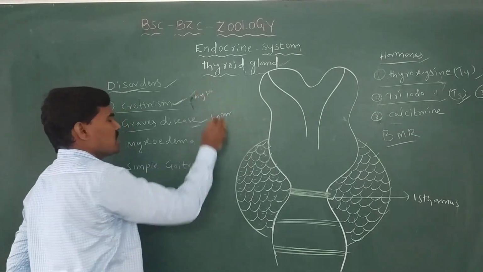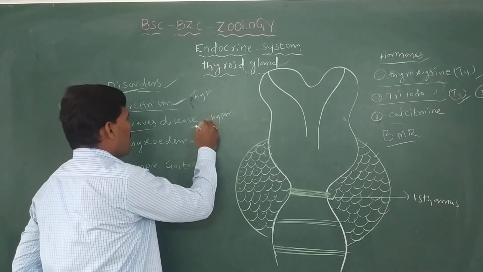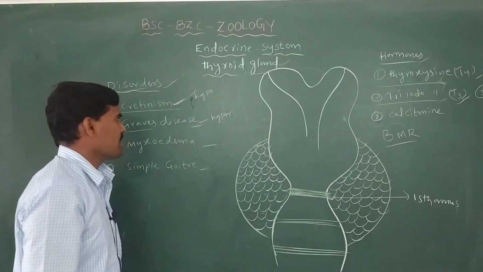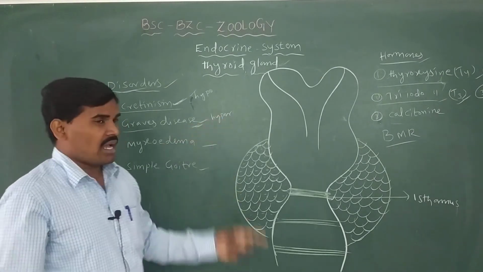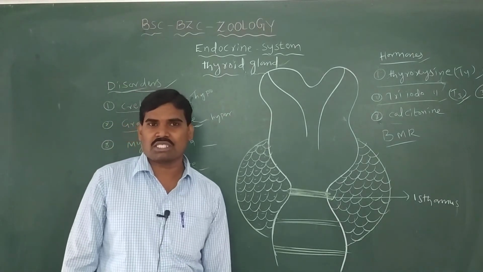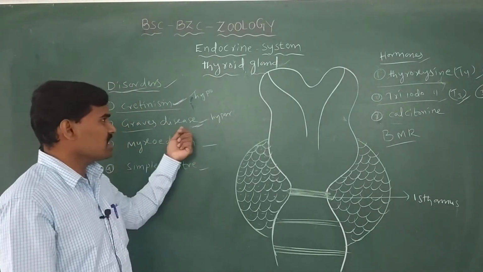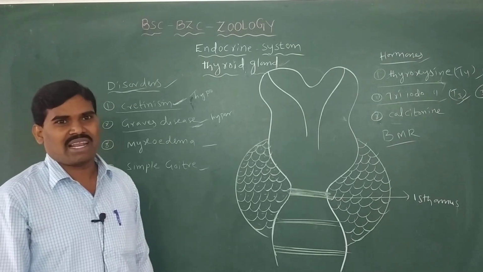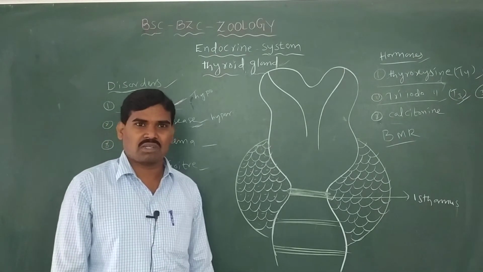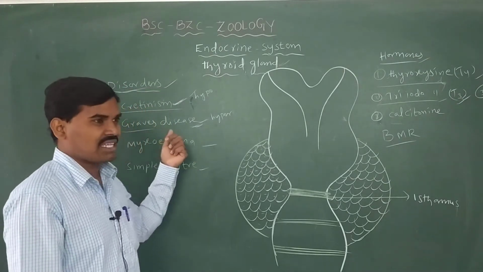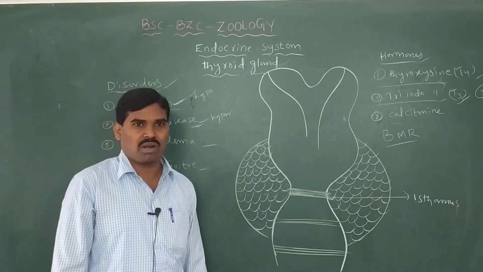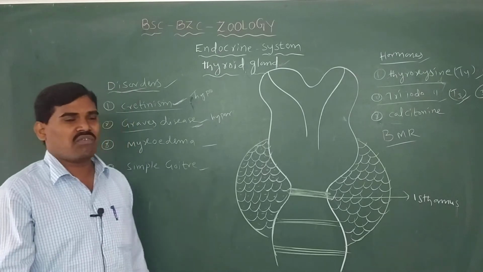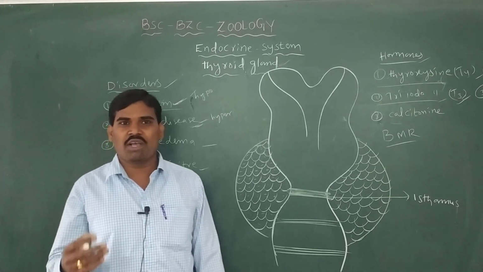Hypersecretion of thyroxine hormones in the childhood stage, the overproduction or oversecretion of the thyroxine hormones, is called Graves disease or Plummer disease. The excess of thyroxine hormones gets deposited.